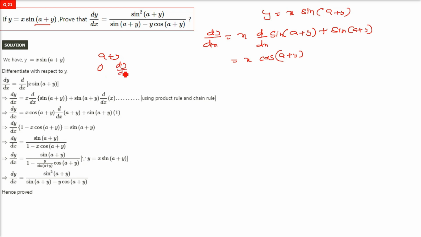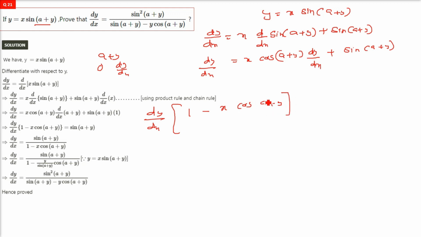So dy by dx will be here, dy by dx plus, and so this differentiation has been done, and now sine a plus y differentiation will be done. Okay, now this plus sine will be sine a plus y. This remains here, okay, dy by dx. Now bring this dy by dx all on one side. Dy by dx, we get, so 1 minus x cos a plus y.